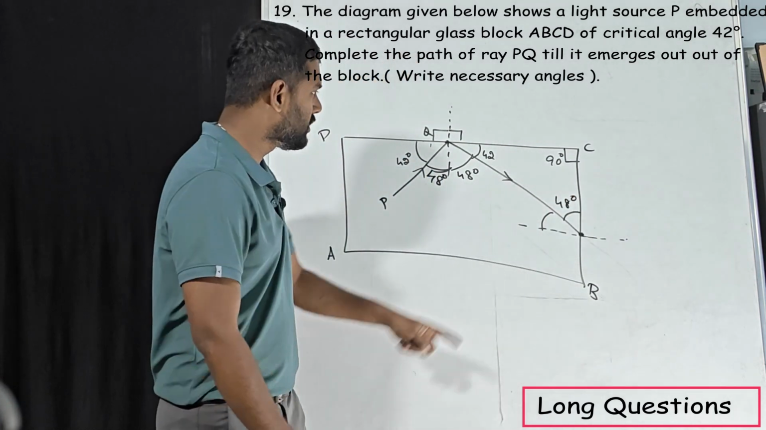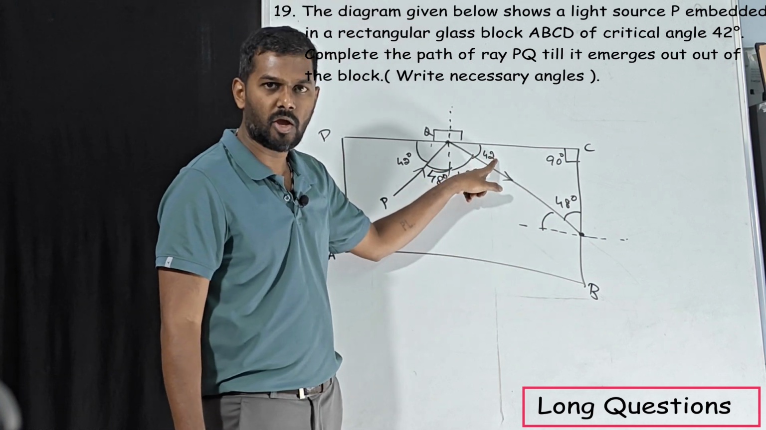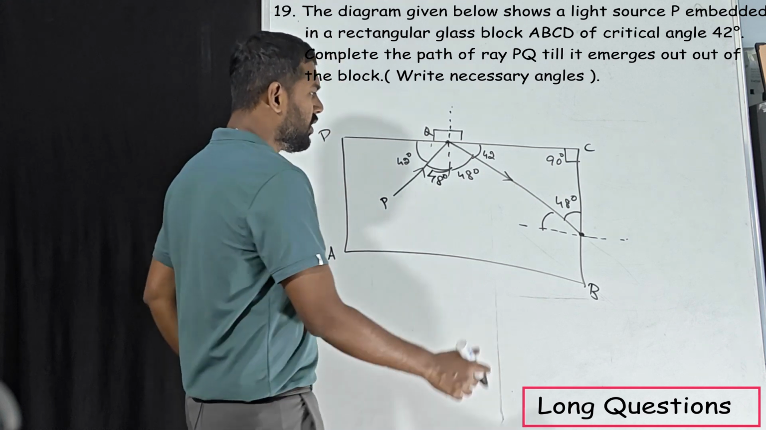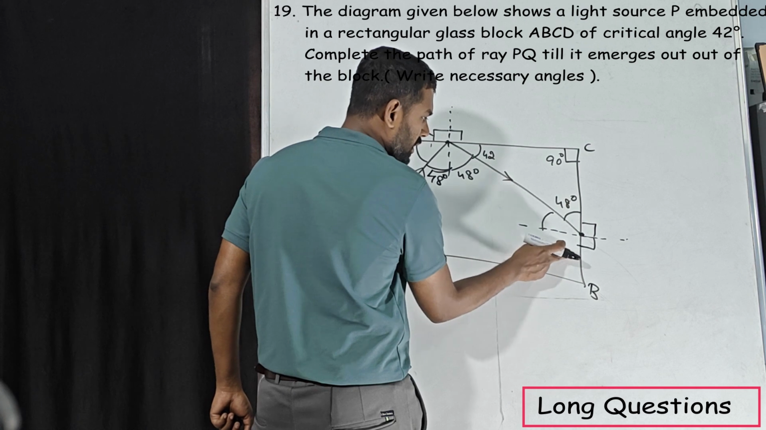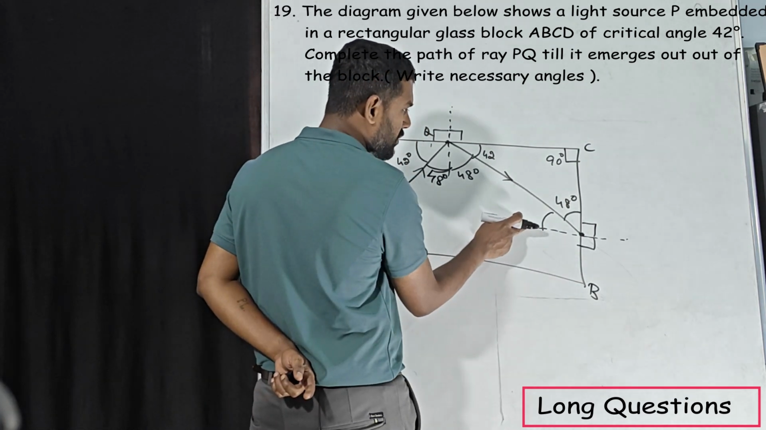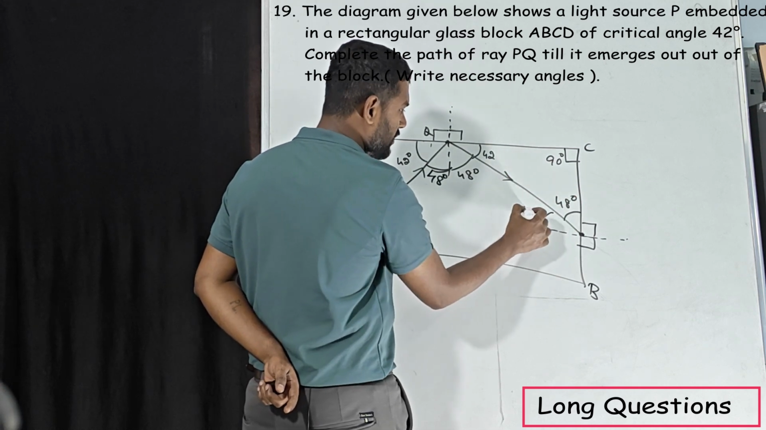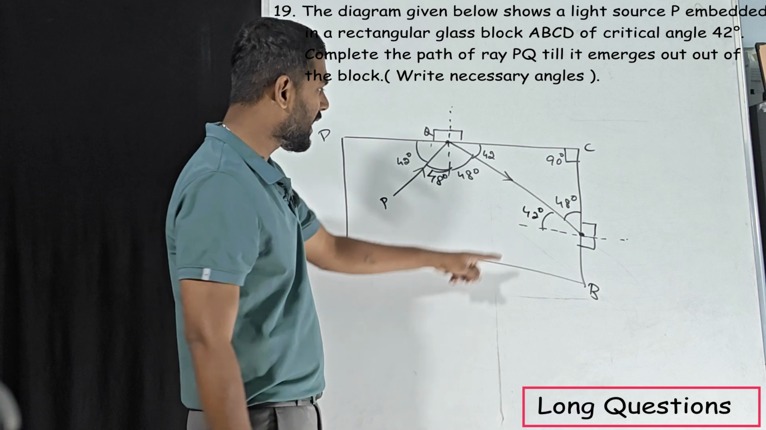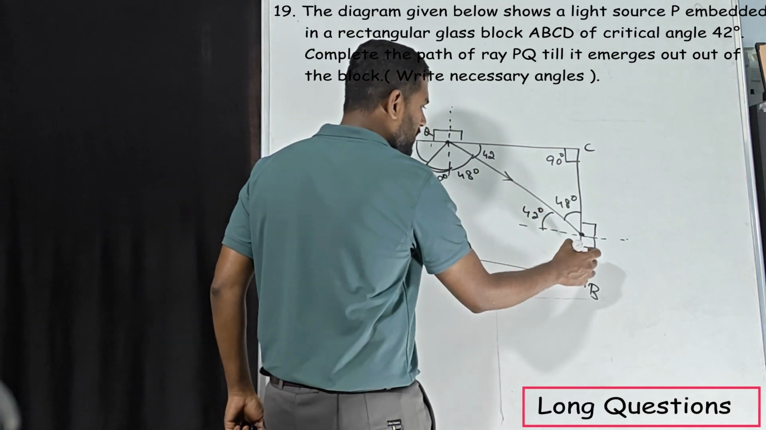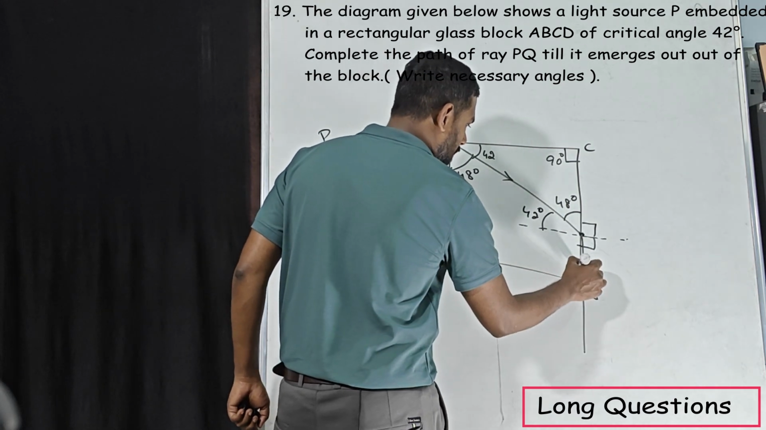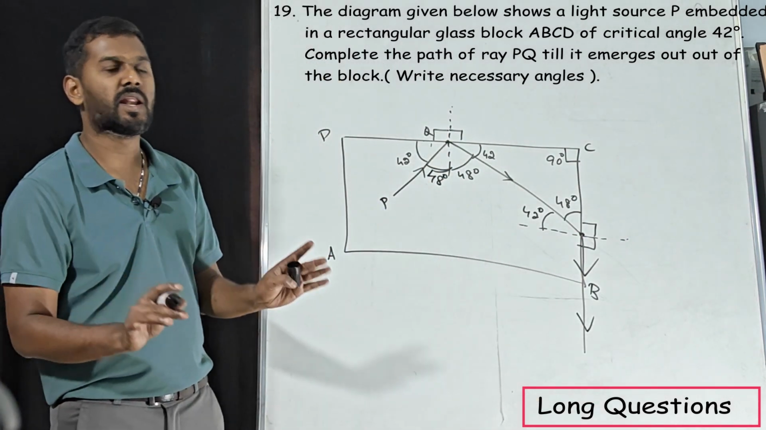If this is 42 and 90, this will be 48. Why 48? Because this is a triangle. In a triangle, the total angle will be 180 degrees. 90 plus 42 is 132. Remaining will be 48. So now we know this is a normal. This will be 90, this will be 90. From this normal to this surface, it is 90. One part is 48, this part will be 42 degrees. So the angle of incidence is equal to the critical angle of this glass, which is 42. If both are the same, it undergoes refraction on the surface. So exactly on the surface it will go. This is the diagram they're looking for.